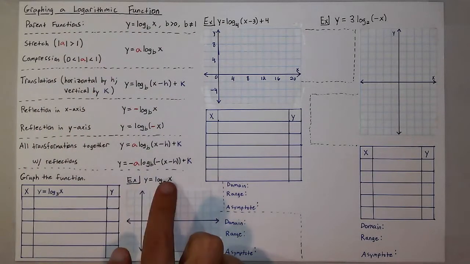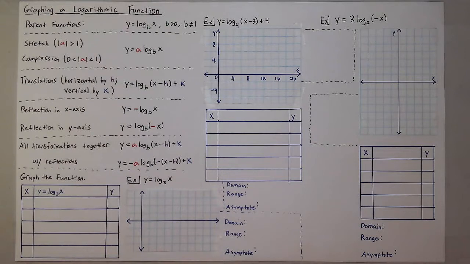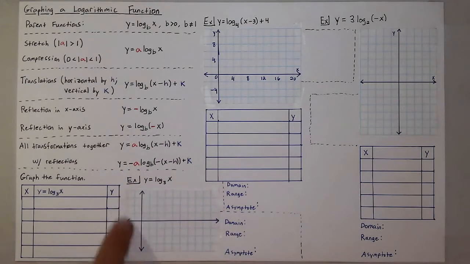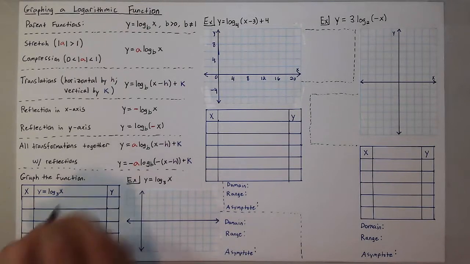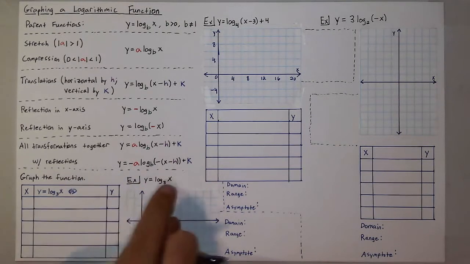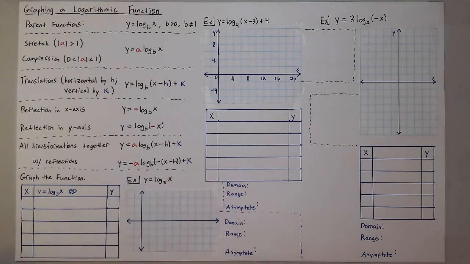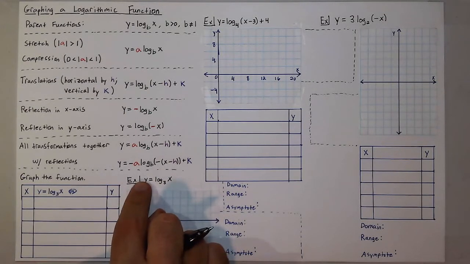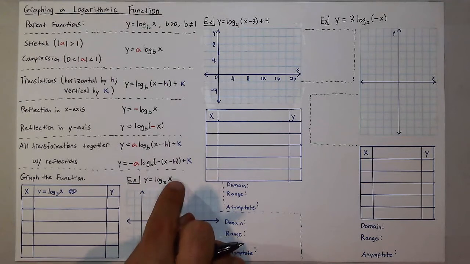So very basic, no extra transformations on this graph. We're going to graph log base 3 of x to get an idea of what these graphs look like. Now, a way to find numbers to plug into a logarithm is actually helpful if you change your logarithmic equation into an exponential one, meaning that the log is equal to the exponent you raise 3 to get x.